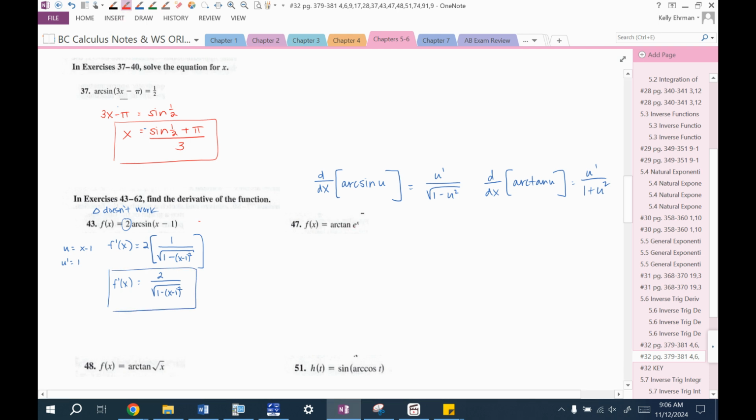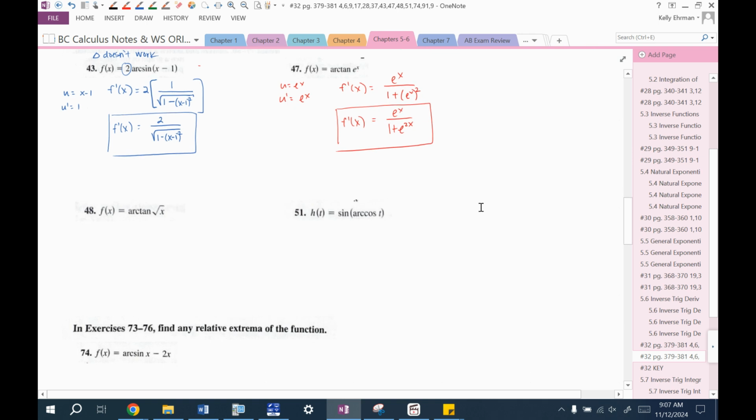What about 47? So the u is e to the x. The u prime is e to the x. So f prime of x. What's the derivative of arctangent of u? It's u prime over 1 plus u squared. Now you should get in the habit of e to the x squared is really just e to the 2x, because you're going to see that written like that for our problems on the AP test. You need to recognize that e to the 2x means e to the x squared.